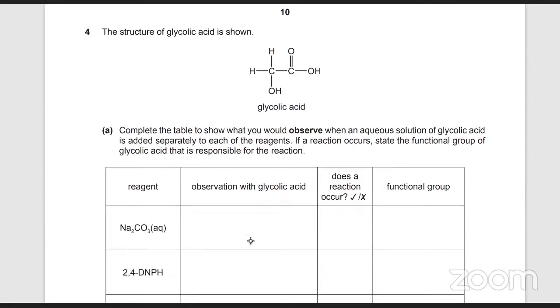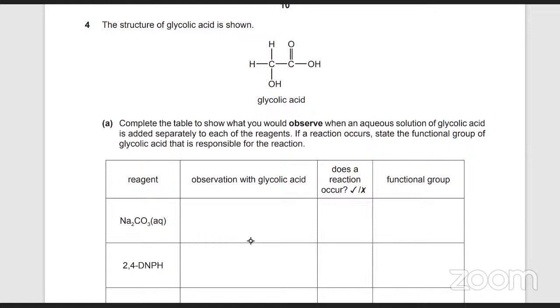So finally, we've got an organic question. So what is the molecule? It's an alcohol, and it's a carboxylic acid. Complete the table to show what you would observe when an aqueous solution of glycolic acid is reacted. So what would happen if you reacted it with sodium carbonate? What's the observation? Carbonate, so that's effervescence, bubbles. It's the carboxylic acid functional group, right?